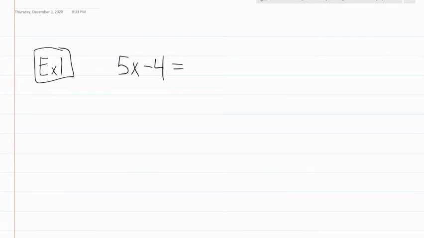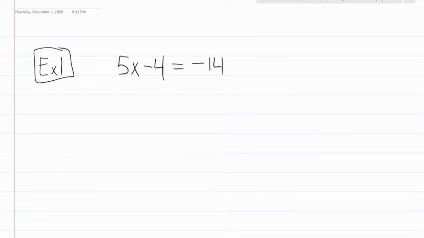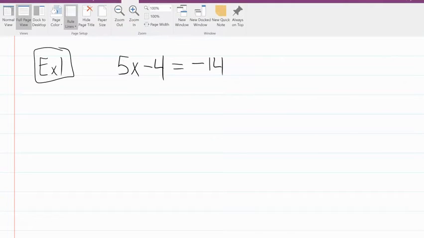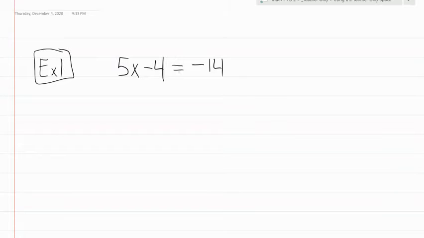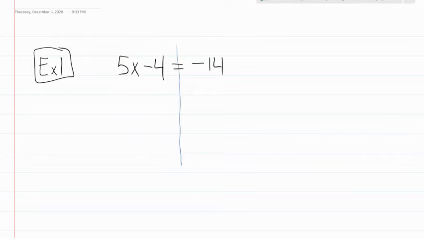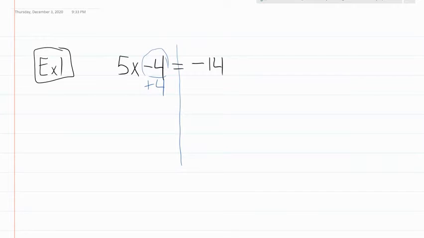First equation that we're going to look at is 5x minus 4 equals negative 14. Remember, we're focusing on our work showing. So think about the left side and right side of your equation, and what do we need to undo? First thing that we're going to have to undo is this minus 4, and to do that, we're going to add 4. If I add 4 to the left, I need to add 4 to the right as well.